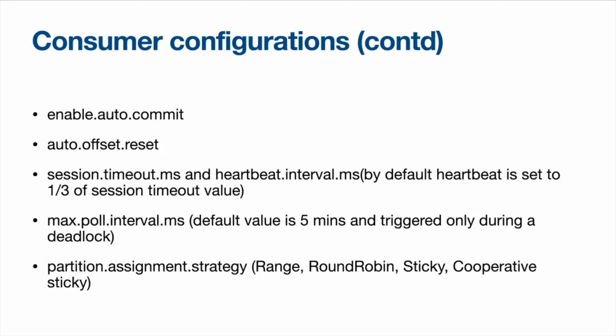Next one is max poll interval ms. The default value is 5 minutes, and it is triggered only during a deadlock. So what does this deadlock mean? Your while loop is an infinite loop that will continuously poll the Kafka topics. When you're polling some messages, if some messages are corrupt and this process gets stuck in an infinite loop, then your Kafka won't poll your records anymore, since it is stuck during the processing stage.